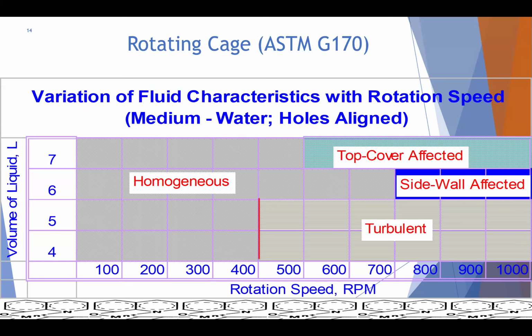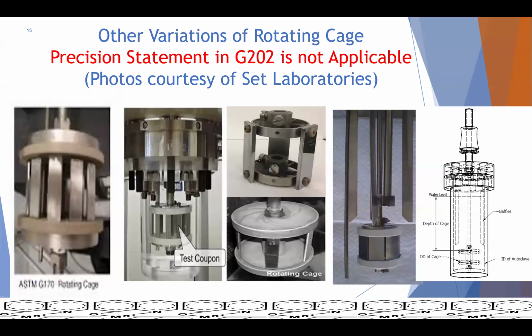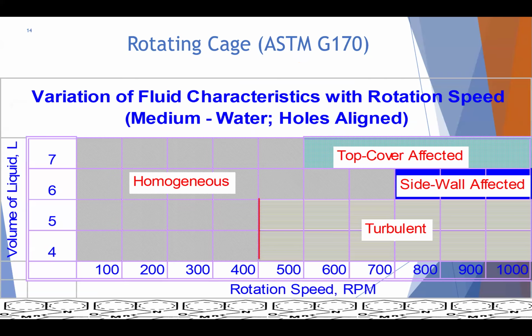What are the homogeneous zone? What are the sideward affected? Top cover and turbulent. So when we say ASTM, we are specifically talking about one geometry. When we say ASTM precision, we are talking about ASTM geometry, one geometry under one operating condition.